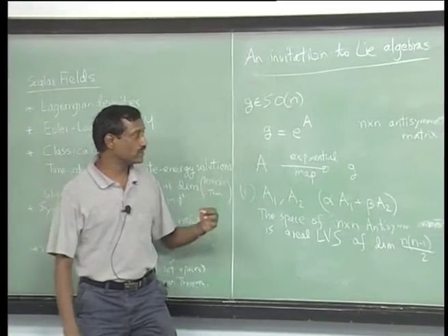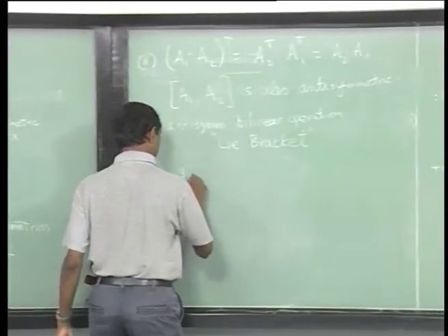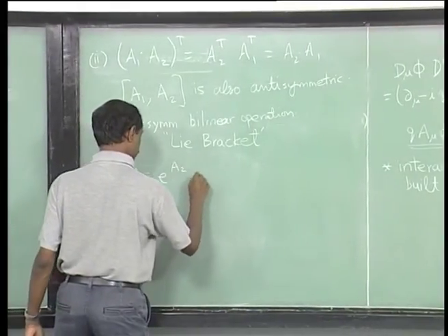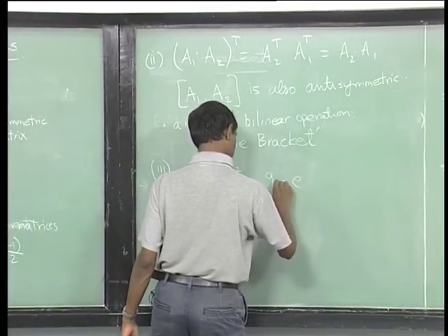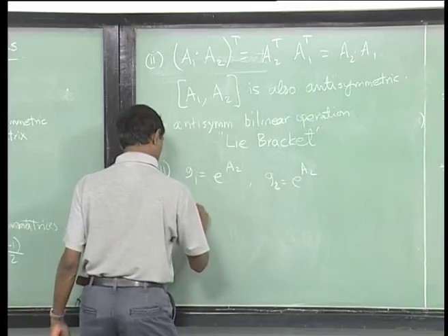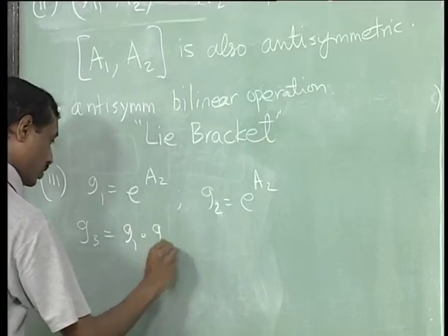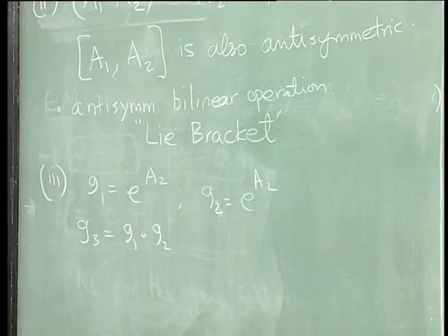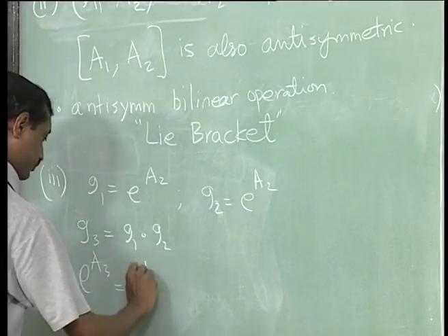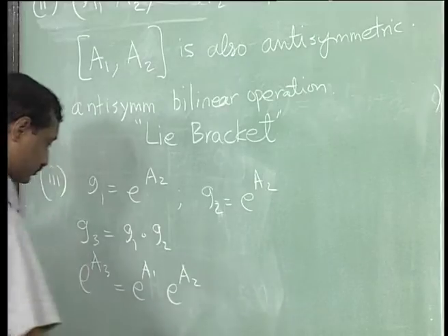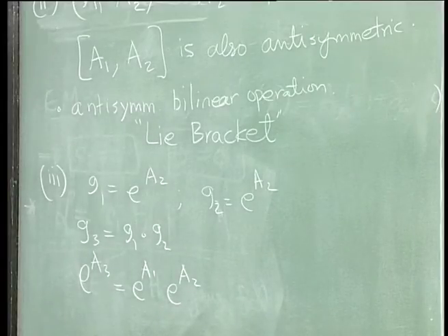Now the third part actually comes through the fact that we know there is a group. So if G1 and G2 are two elements, and suppose G3 is equal to G1 dot G2, then G3 is also an element of the group, so it should be writable as e power some A3. But the product of two exponential matrices, as we saw earlier, have you seen it before in this course?